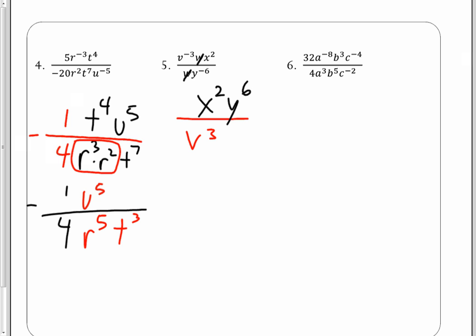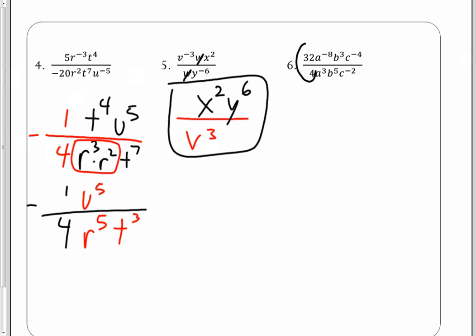Now I take a look for stuff that's the same on the top and bottom. Are there any other X's? Any other Y's? No. Any other V's? No. I'm done. Can't do anything more. And that's how it should look at the end. You should have all positive exponents. You've taken care of any negatives that have shown up.